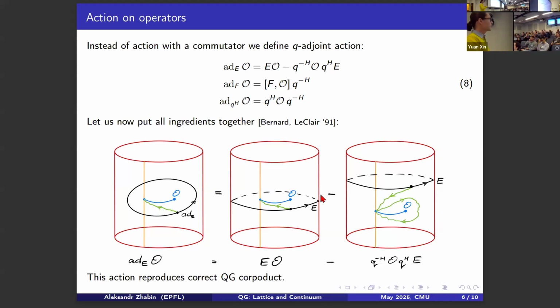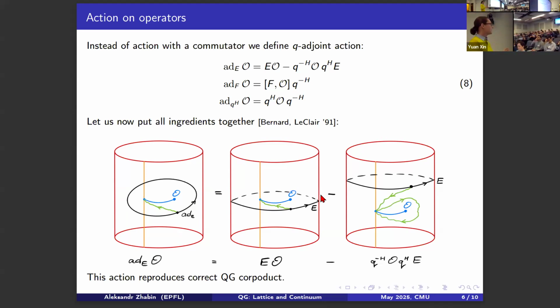The adjoint action of Q to the H instead is very simple, just a conjugation, because this Q to the H is a U1 subgroup of this symmetry. So if we now put all these ingredients together, we have the blue operators, defect-ending operators from our theory. We want to act on it with a quantum group generator. We surround it by a closed contour.